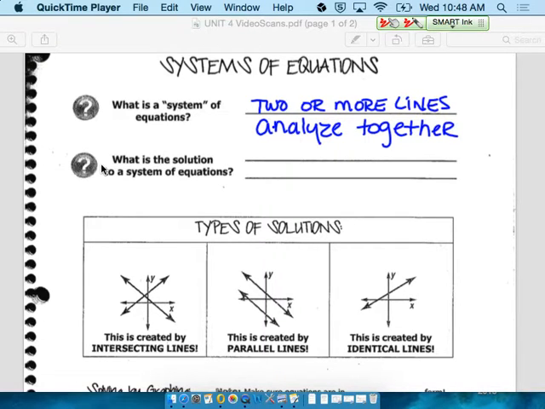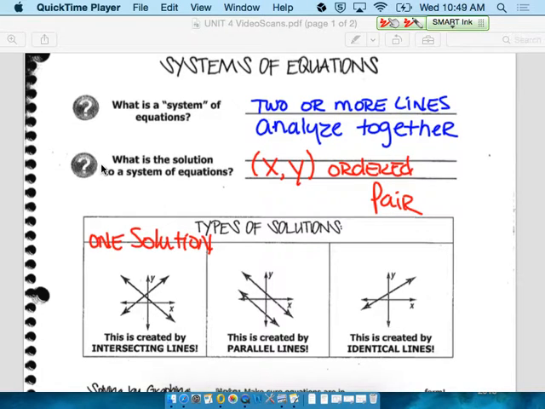The solution to a system of equations is an x-y ordered pair. So you need both x and y to be considered the solution to a system of equations. Let's look at the three possible outcomes. If you have lines that intersect, this is considered one solution. So that means that you graph your pair of lines. It doesn't have to be a pair, it could be two or more. But when I graph the lines, I have one XY intersection point, and that represents the solution to the system.